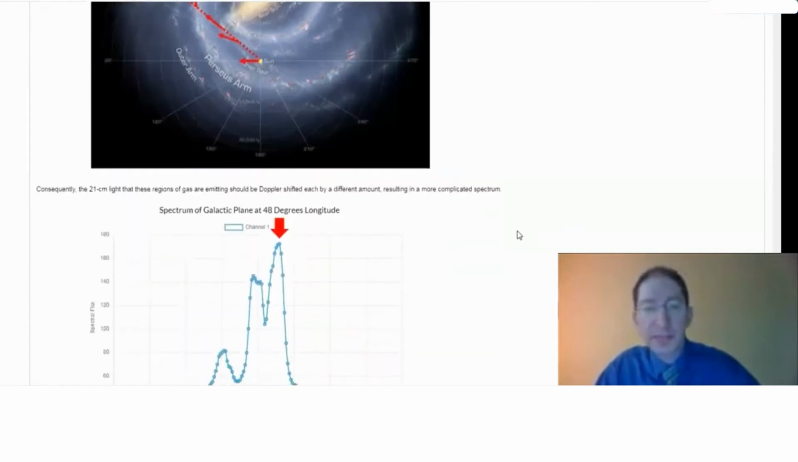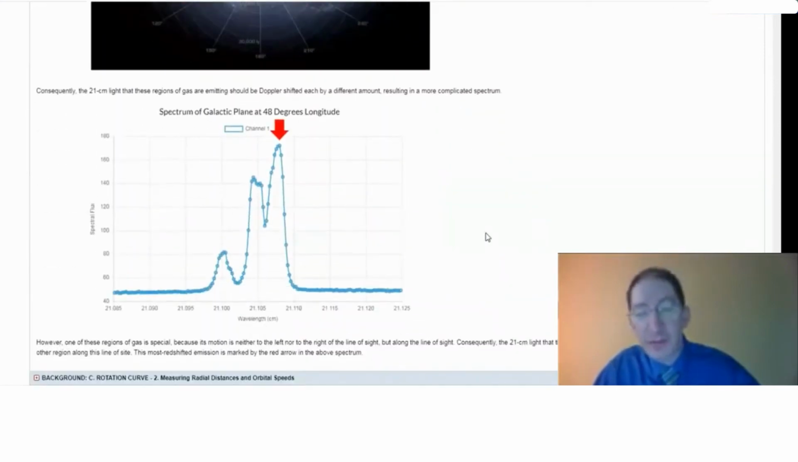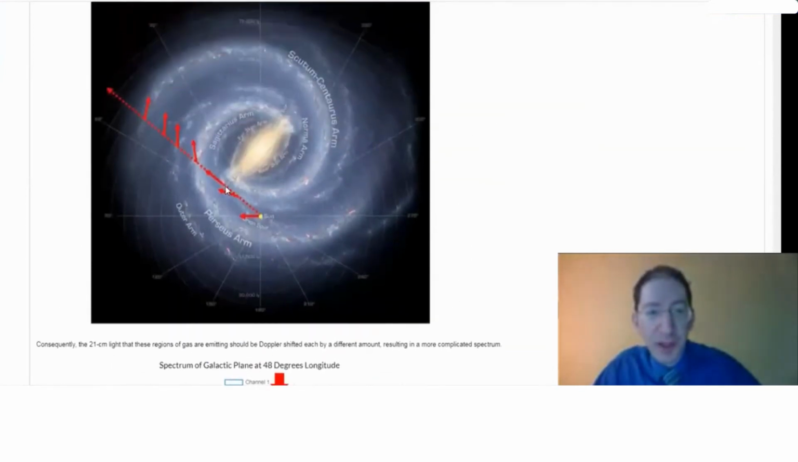So here's what that spectrum looks like along that line of sight. And instead of seeing a single emission line, we see 1, 2, 3 emission lines corresponding to 3 separate arms of the galaxy. And the rightmost one, the most redshifted one, is special. That corresponds to this point right here, where its motion is completely along the line of sight.